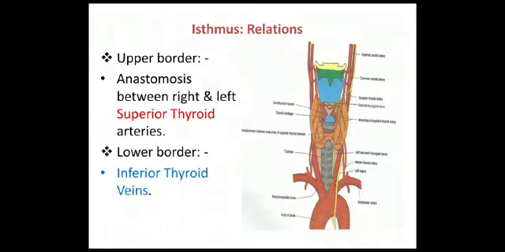The upper border. Here we are going to find the anastomosis between the right and left superior thyroid arteries. From its lower border, the inferior thyroid veins emerge below.